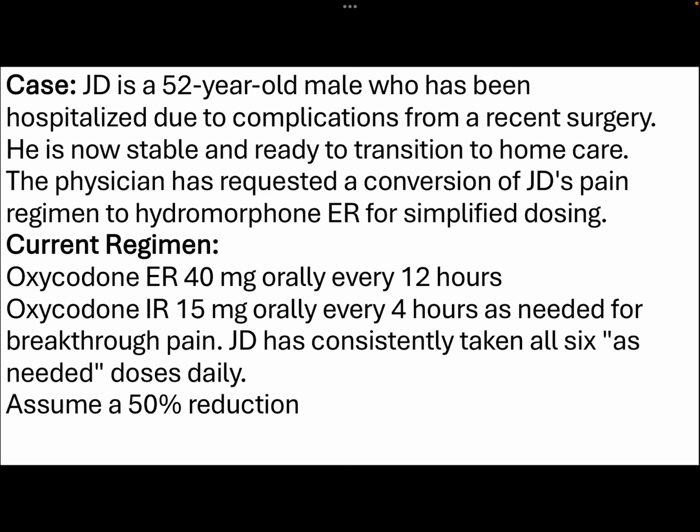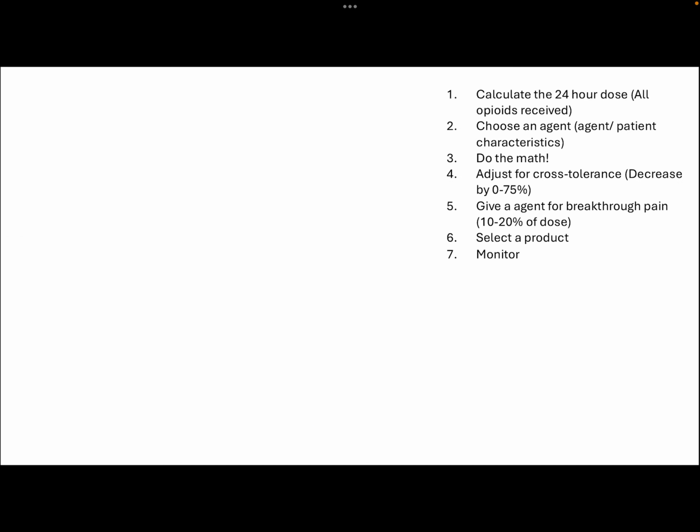Here's the pain regimen. They've consistently taken all 6 as needed daily doses, and we're going to assume a 50% reduction. I'll actually do this problem again after we're done at a 25% reduction, just so you guys can see what that looks like too. Okay, but let's do it first with the 50% reduction. So the first thing we need to do is calculate the 24-hour dose, and this is from your slides. So let's start out by calculating the 24-hour dose.